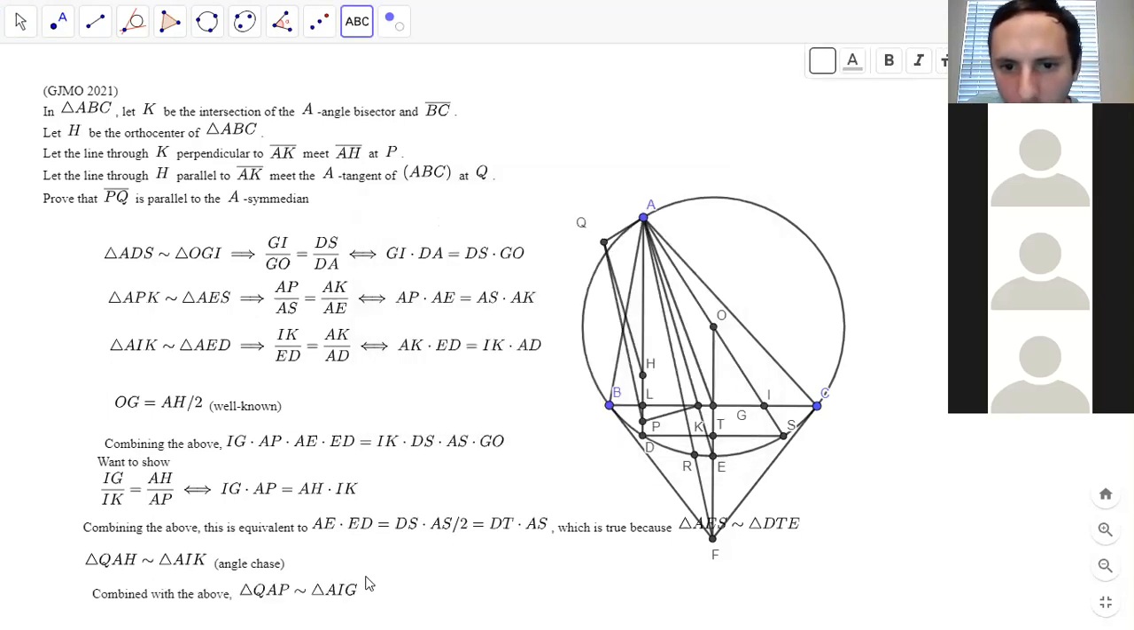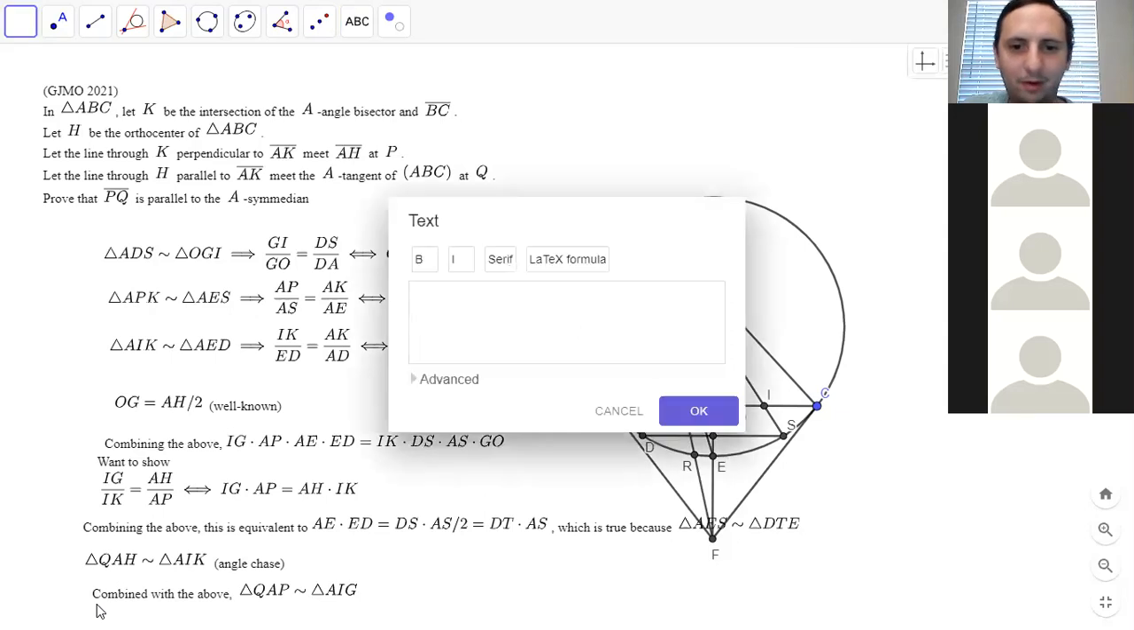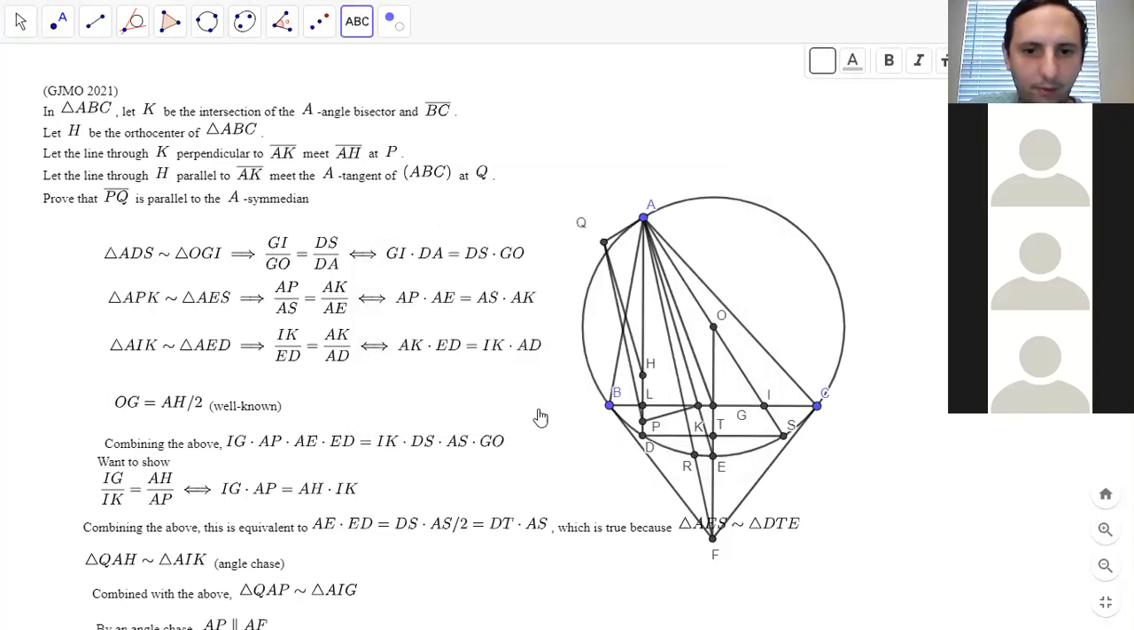And then once we know that, by an angle chase, QP is parallel to AF. Yeah, there's some work to do here. I'm just going to leave it there for now, just because I want to move on a little bit. But I like this solution a lot because all the information you need is there.